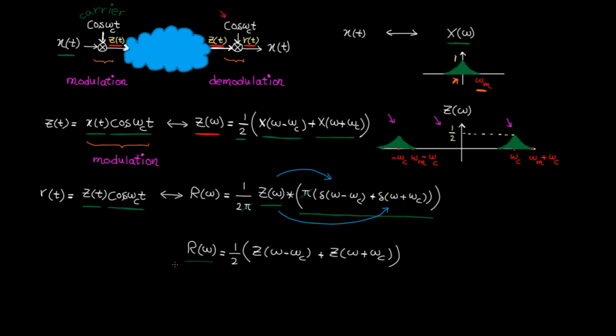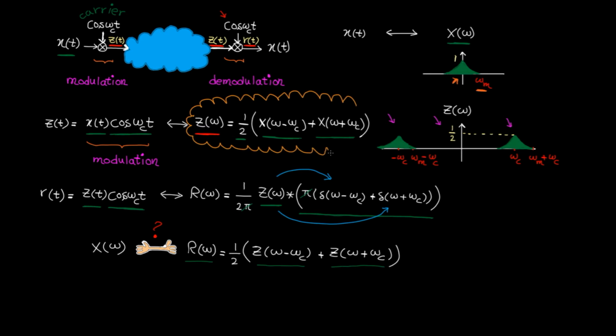Here, we express R(ω) in terms of Z(ω), but we are interested to see the relation between R(ω) and X(ω), which is our message in the frequency domain. To find the relation, we just need to use this equation. That's it. To find this term in terms of X(ω), we just need to use this equation and replace all ω by ω minus ωc.